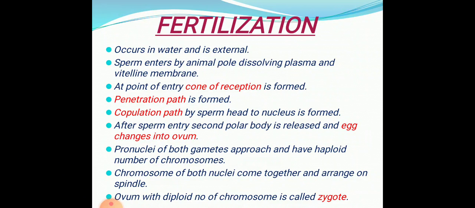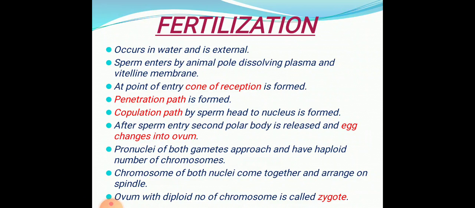The penetration path is also formed, and the copulation path by the sperm head to the nucleus is also formed. After the sperm entry, the second polar body is released, and the egg changes into the ovum. The nucleus already present in the egg or ovum, and the nucleus from the sperm that has entered the egg, are fused. Both gametes are united and have the haploid number of chromosomes.